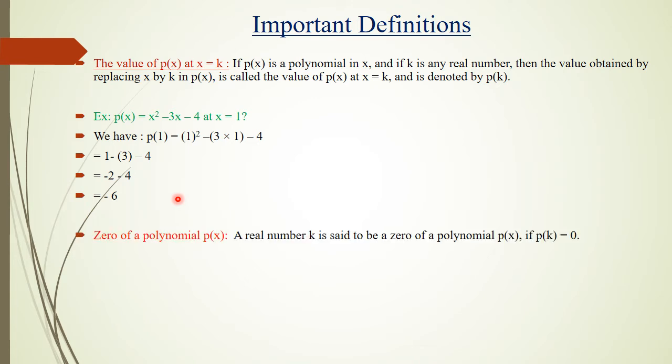Now let us go ahead with the next definition, that is 0 of a polynomial p of x. The meaning of this is, a real number k is said to be 0 of a polynomial p of x, if p of k is equal to 0. Meaning, after replacing this x by any term k or any constant value, if I am getting the value of this polynomial as 0, then that value of k is called as 0 of that polynomial p of x. So let us understand this with an example.